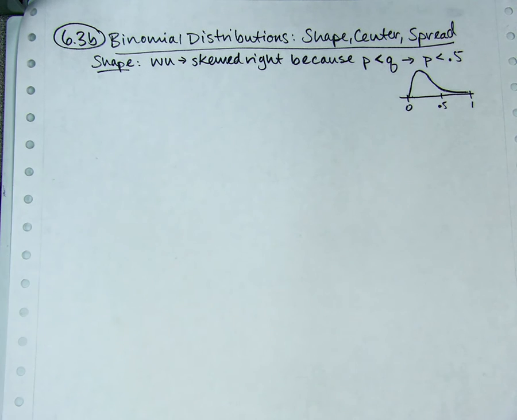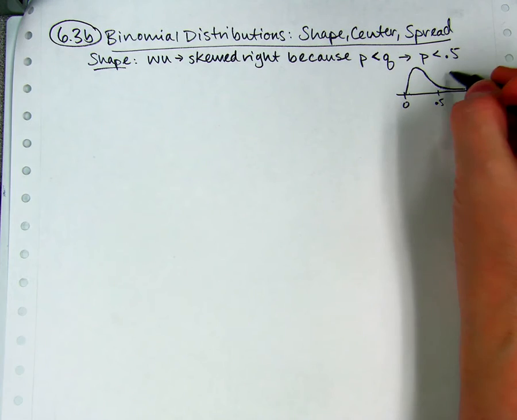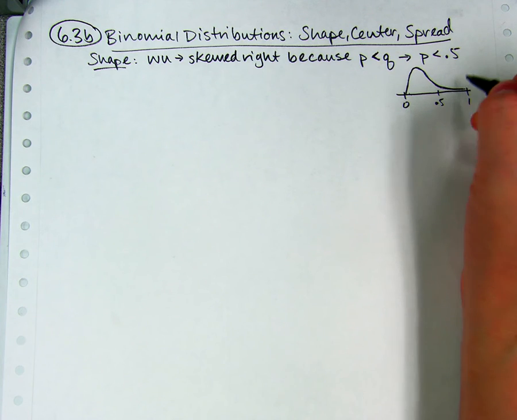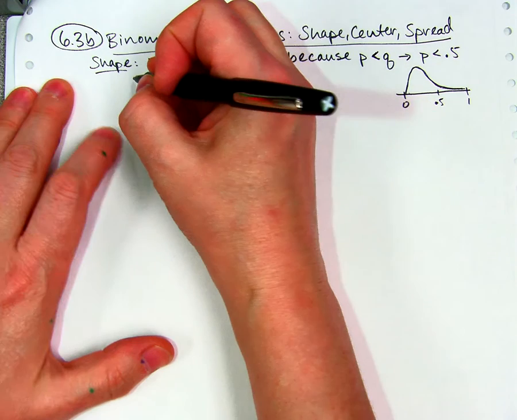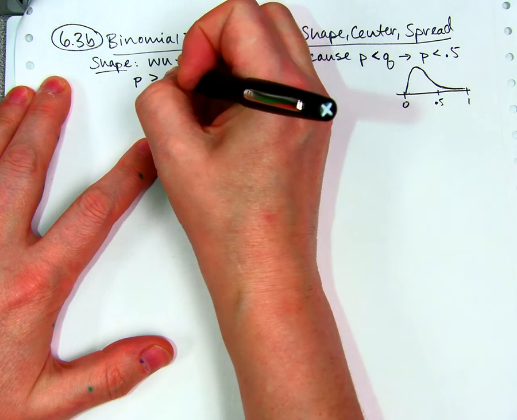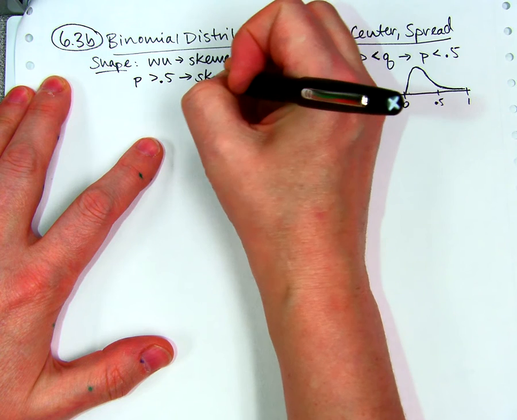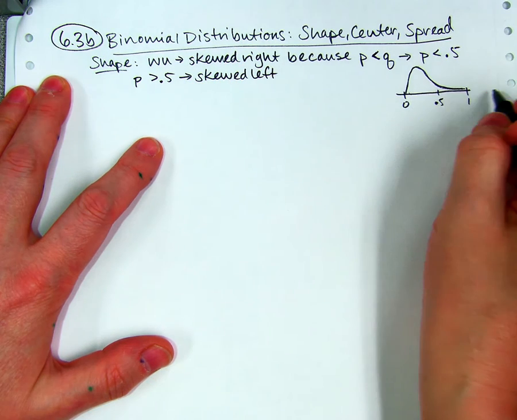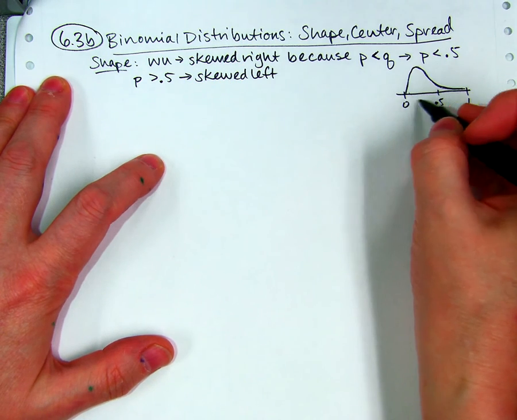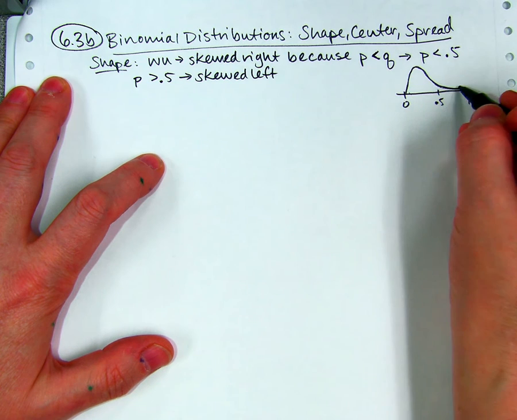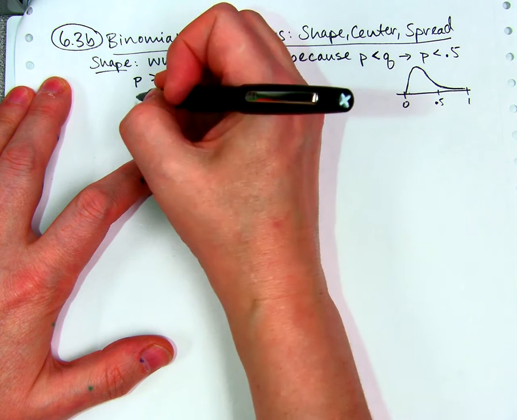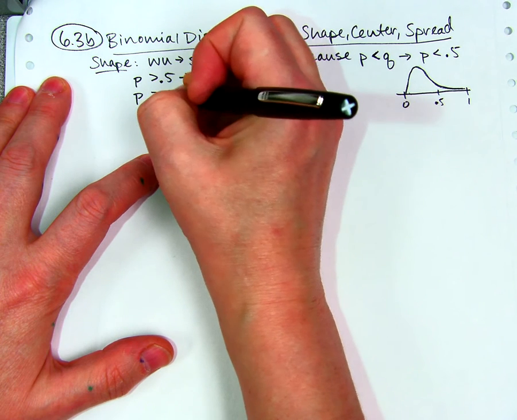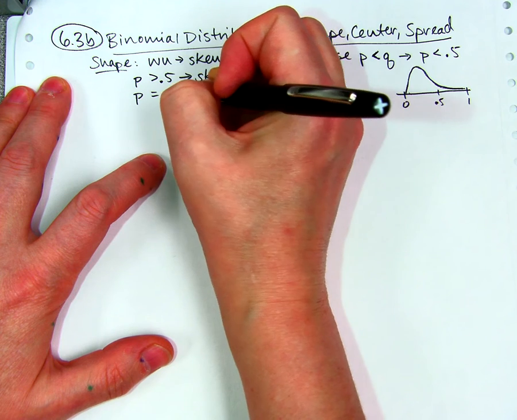However, it might be logical to you, and it might not, that it could go the other way. Sometimes our successes are all over here, more likely to happen. So if P happens to be bigger than 0.5, then it would be skewed left. And just think about where the data would land, right? Less than 0.5, most of the time you're over here. More than 0.5, most of the time you're over here. If it's equal to 0.5, it's symmetric. Not normal, but it is symmetric.